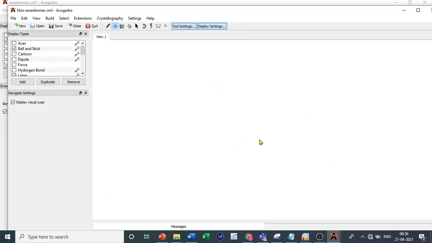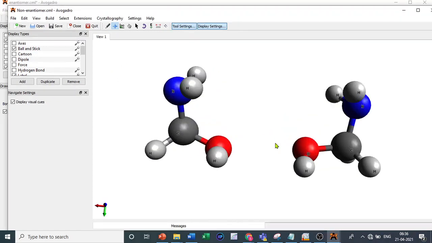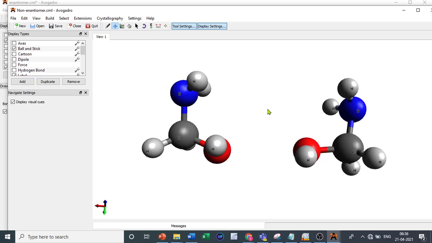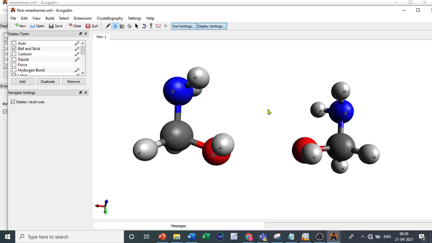So this is an achiral molecule that I have had ready. In this case, why are they achiral? Because if you look at their structure, you can see that their four valencies are the same.